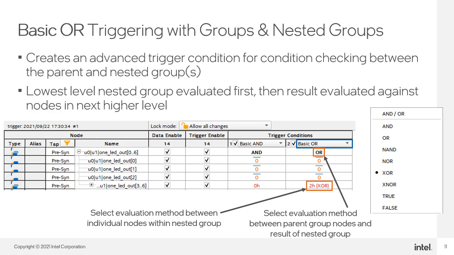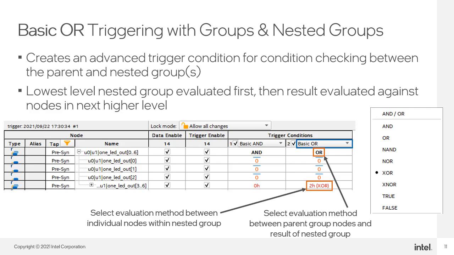However, once signals are grouped together, you can create advanced trigger conditions that perform advanced Boolean checks between the signals within groups and between the groups themselves. From the right-click value menu for a parent or child group, select an evaluation method. The signals within the group will be evaluated against each other using the selected method. For nested groups, these checks are performed in a bottom-up fashion. The lowest level group gets evaluated first, returning a logic 1 or 0 to the parent group.